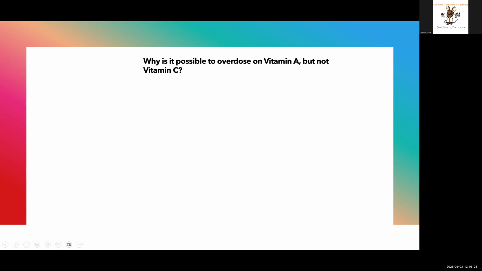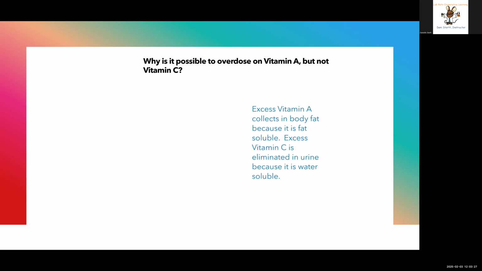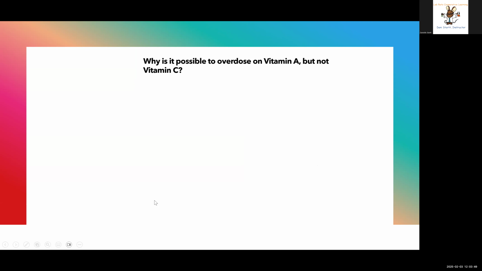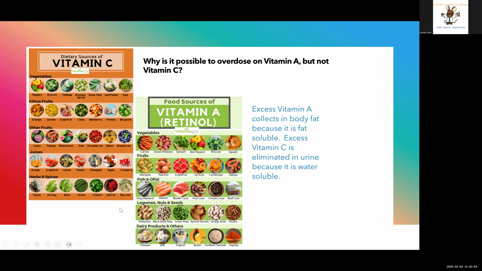So why is it possible to overdose on vitamin A, but not vitamin C? Excess vitamin A collects in body fat because it is fat soluble. Excess vitamin C is eliminated in urine because it is water soluble. So this is important to understand. Here are some natural sources of both vitamin A and vitamin C. And you probably aren't going to OD by eating too much king mackerel, or chicken liver.